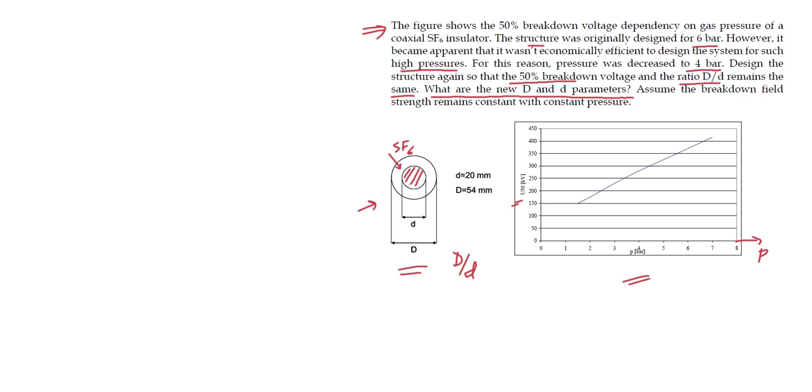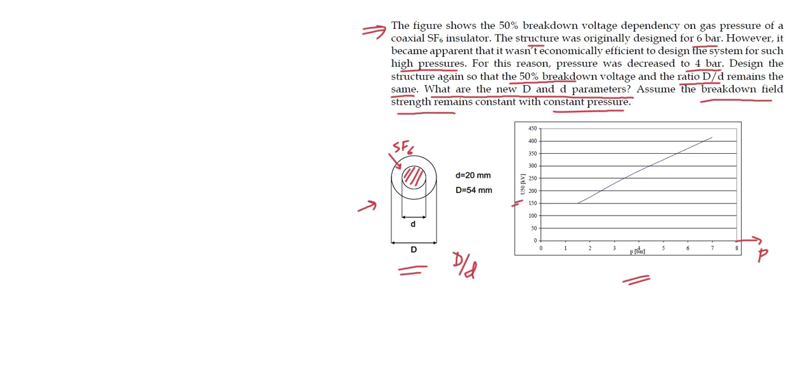Also, we are given another condition, which is to assume the breakdown field strength Emax remains constant with constant pressure. What does it mean? It means whatever electric field strength we have at 4 bar before the modification must remain the same after we do the modification in the geometry, after we change the dimensions of our insulation. The electric field strength E must remain the same at 4 bar.